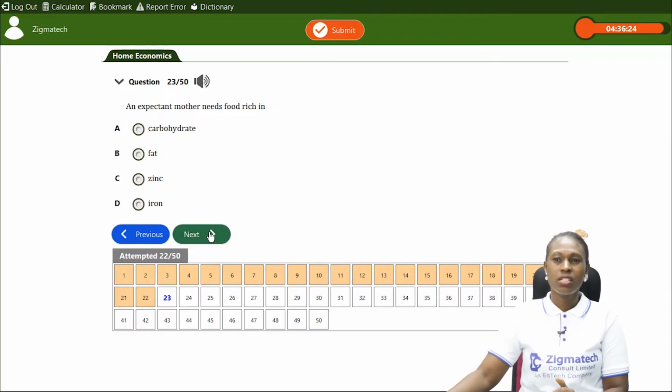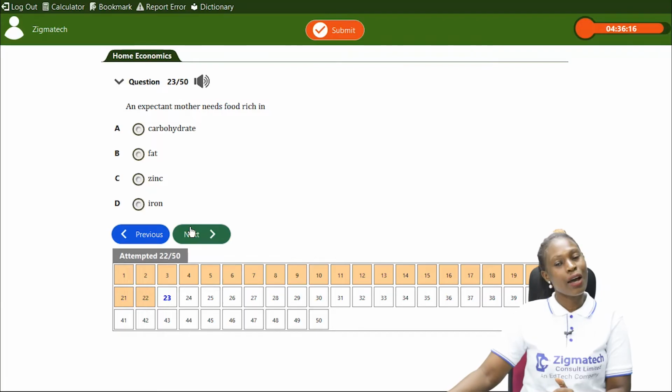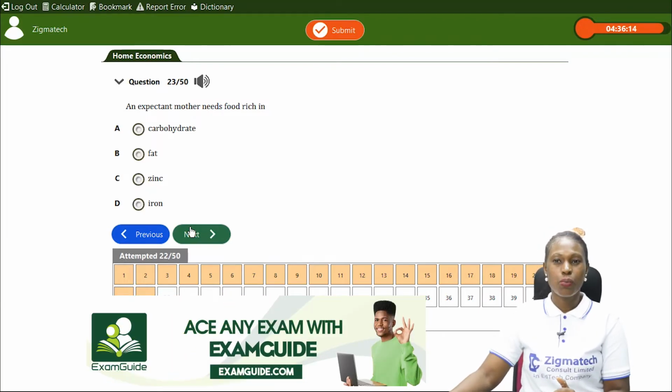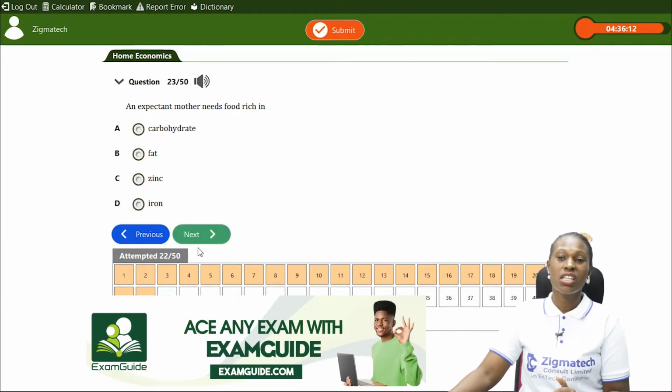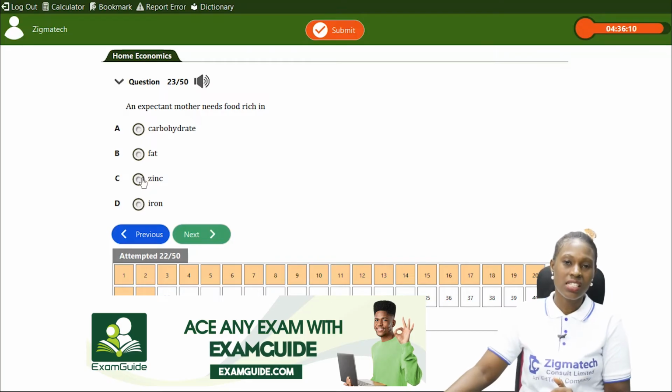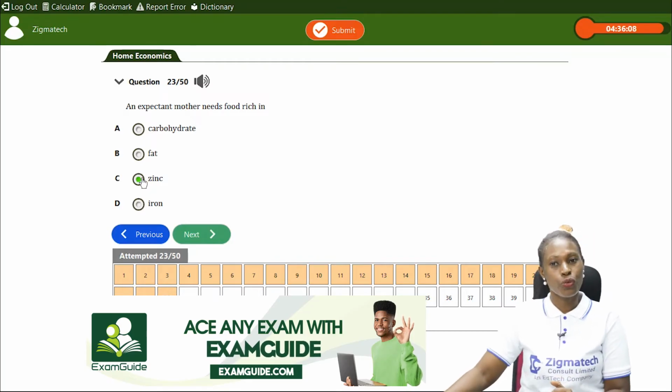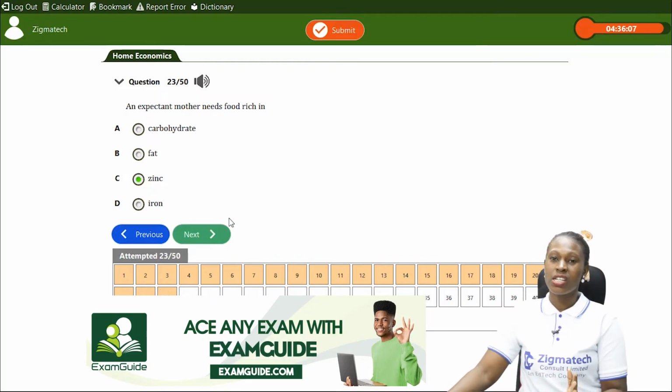An expectant mother needs food rich in A, carbohydrates, B, fats, C, zinc, D, iron. Now, what does an expectant mother need? She needs food rich in what? Zinc. She needs a lot of food rich in zinc.